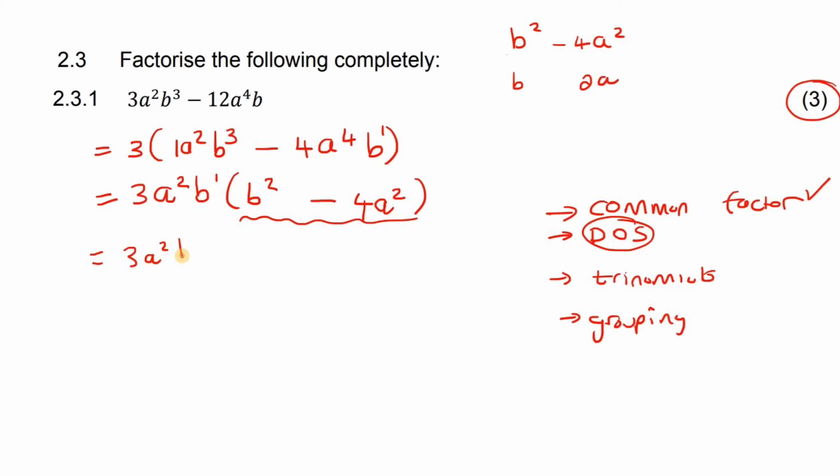We say 3a squared b. Then we open up 2 brackets, because remember, that's what we do with difference of squares. And then we put the perfect square. So b and 2a, b and 2a. And then you put a plus in one of them and a minus in the other. It doesn't matter which one's a plus and which one's a minus, as long as you have that.